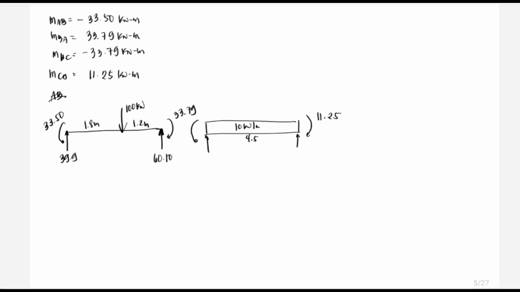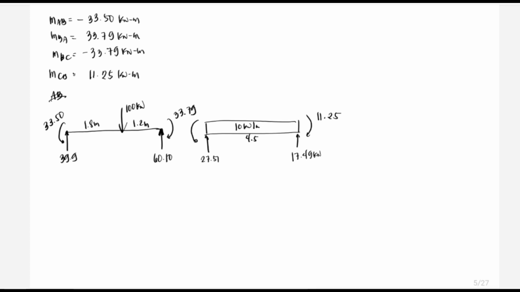Ayan, kunin na natin yung ating reaction para dito. So, we have 10 multiplied by 4.5 multiplied by 4.5 divided by 2 kasi yung kalahati ng distance na yan, plus 11.25, minus natin yung 33.79, and divided by 4.5. So, your answer would be 17.49 kilonewton. Next naman natin, we have 10 multiplied by 4.5. I-minus nyo lang po yung answer na nakuha nyo kanina. So, we have 27.51.